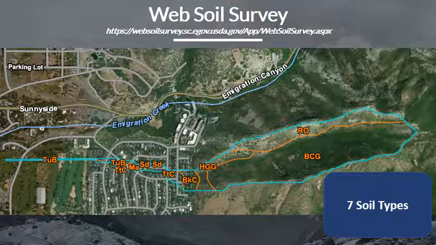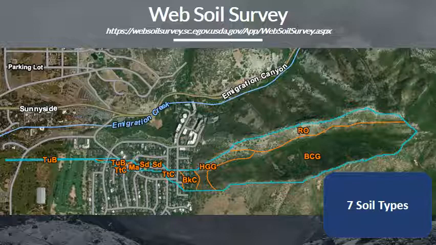The next tool I used was the Web Soil Survey. All I had to do here was import the StreamStats shapefile, and it would spit out all of the different soil types that were contained within the watershed. There were a total of 7 soil types, and these divided areas became the subbasins of my watershed.